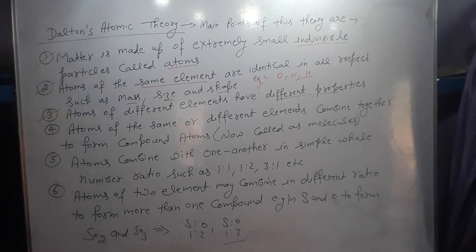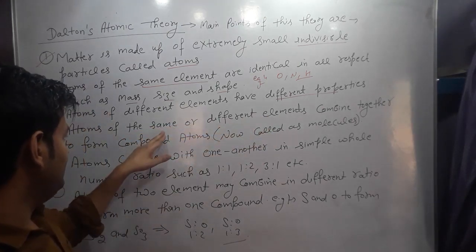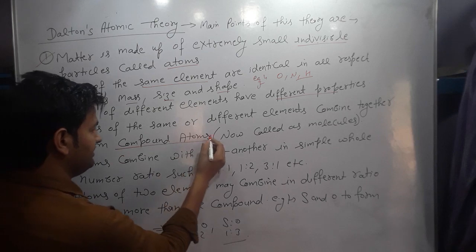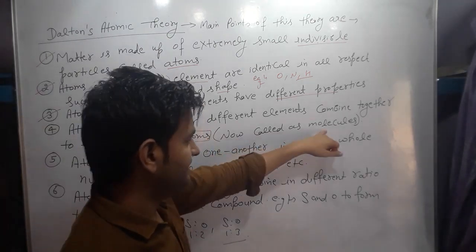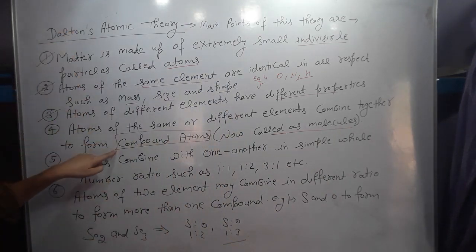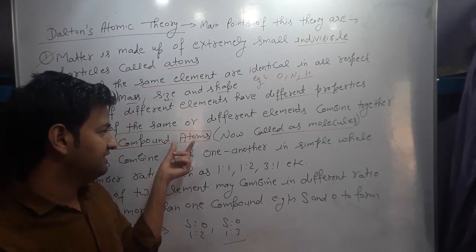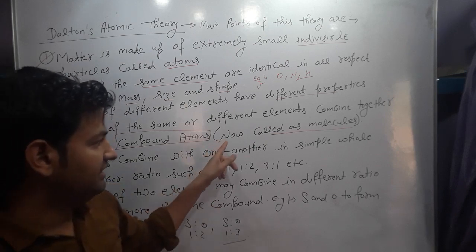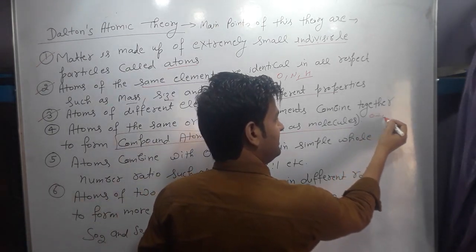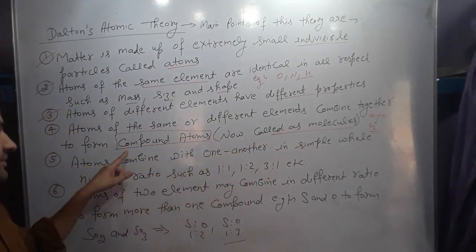Next, our fourth point according to Dalton: atoms of the same or different elements. Same elements के atoms और different elements combine together to form compound atoms. The main point is compound atom. Nowadays these compound atoms are called molecules. Dalton said at that time that when atoms of the same element or different elements combine, they form compound atoms. Nowadays these compound atoms are called molecules, means oxygen atom plus oxygen atom combine to form the oxygen molecule.